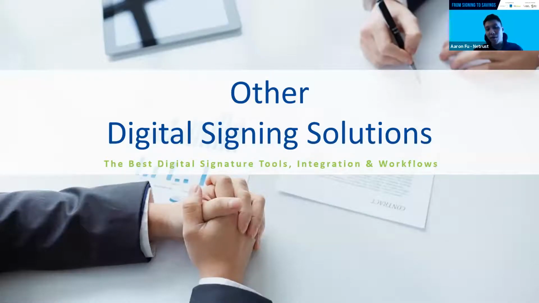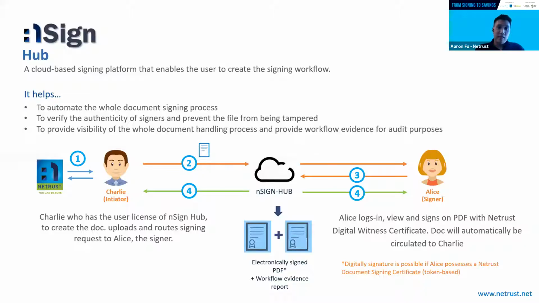So I'll then cover a little bit on our other digital signing solutions. So one of the other things that I mentioned was nSign Hub. So nSign Hub, how it's different from nSign itself is that for those customers without a business application, they don't have their own workflow. That's where nSign Hub comes in. With nSign Hub, you can create your own signing workflow on the platform itself, and this platform will route the documents to the various parties for signature. Now, nSign Hub does both electronic signatures, which will be accompanied by a workflow evidence report, as well as digital signatures using NetTrust certificates.